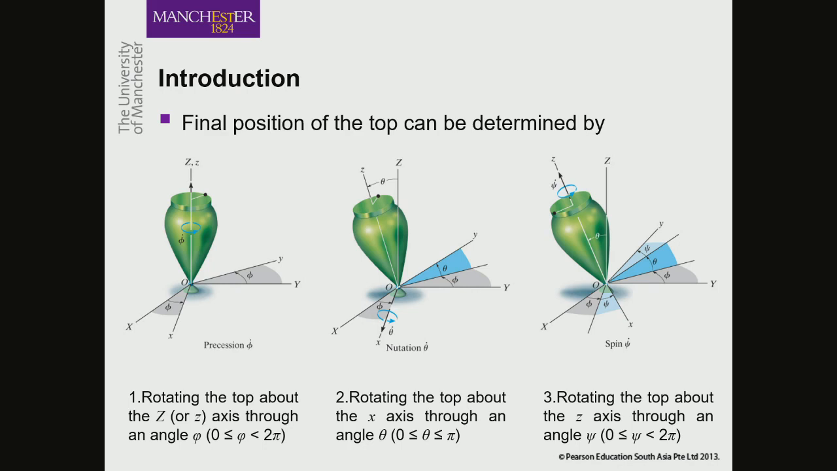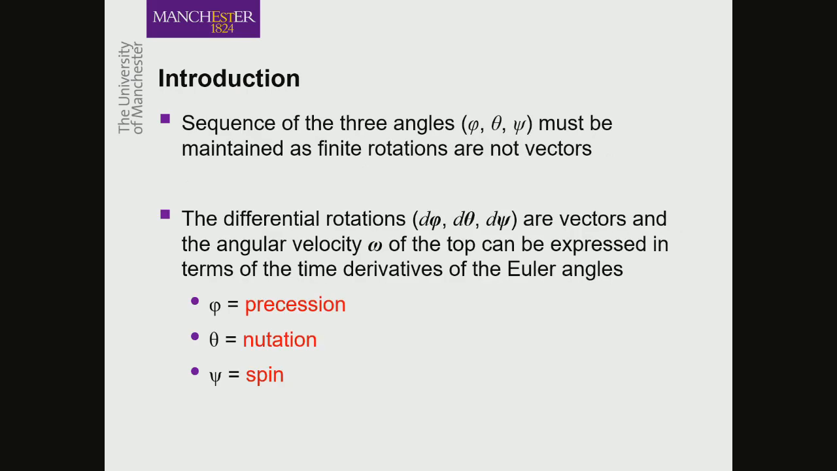This is quite an important aspect, and it is important to know the names of these angles: precession, nutation, and spin. Spin is about the z-axis, precession is about the vertical capital Z axis, and nutation is about the x axis. It is important to identify those angles, because some questions may directly ask what the precession, nutation, and spin angles are. So it is really important to know what these terms refer to.